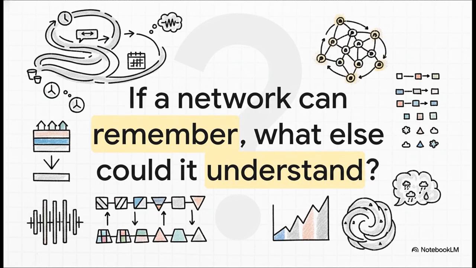And that really leaves us with a pretty powerful question to think about. If a network can remember the beginning of a sentence by the time it gets to the end, it's not just processing words anymore, it's actually starting to understand context. So what happens when that ability to grasp the bigger story extends beyond just sentences, to things like financial markets or climate patterns, or maybe even human behavior?